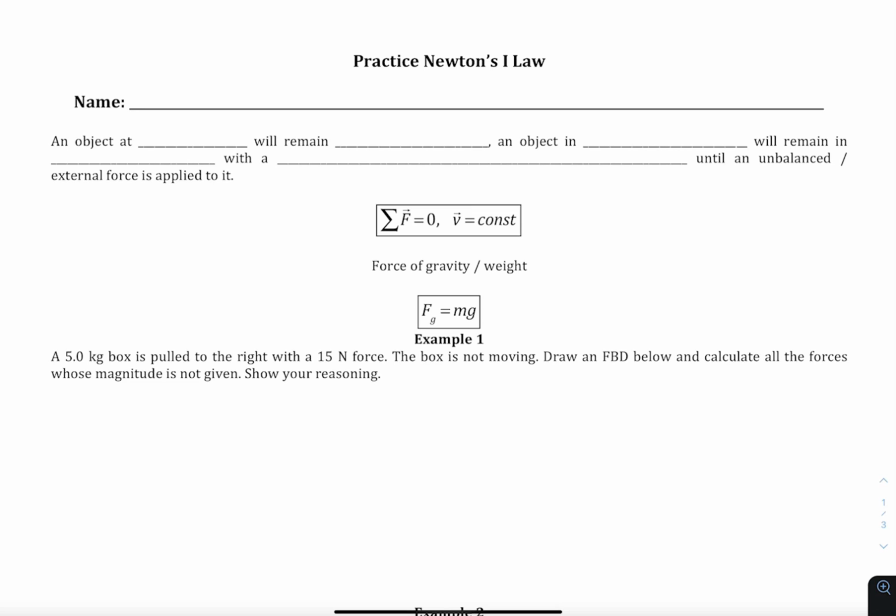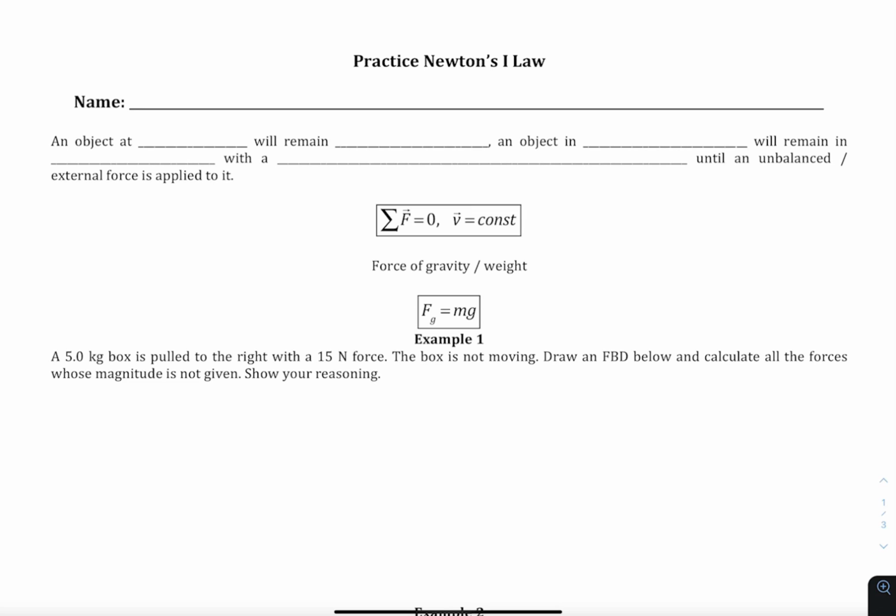So Newton's first law is that lazy law where objects like to do what they were doing already. If they were at rest, they stay at rest, and if they were in motion, they keep going in a straight line at the same speed. In other words, they keep their velocity unchanged unless something else comes in. And the forces that act on the object in this case are all balanced out.